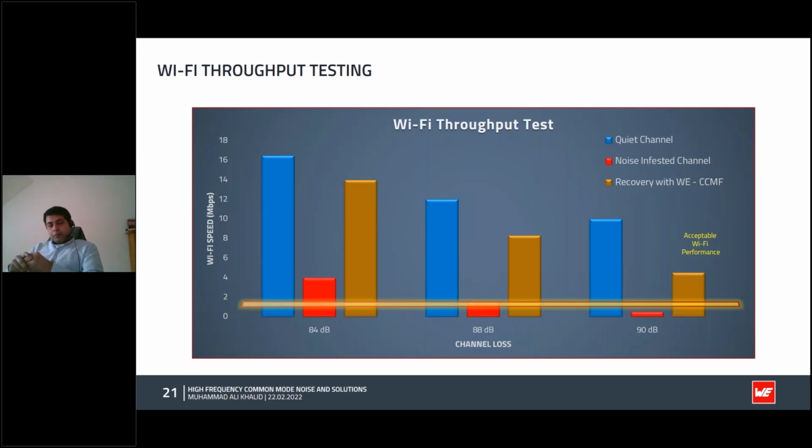Here is an example of the CCMF in a real life Wi-Fi throughput test. The 3 different cases of channel loss are shown in this graph, and we can see the improvements due to the WE-CMF deployment. The higher the channel loss, the lower the Wi-Fi performance, but thanks to our filter, we have been able to reduce the common mode noise and antenna desense to get acceptable Wi-Fi performance.